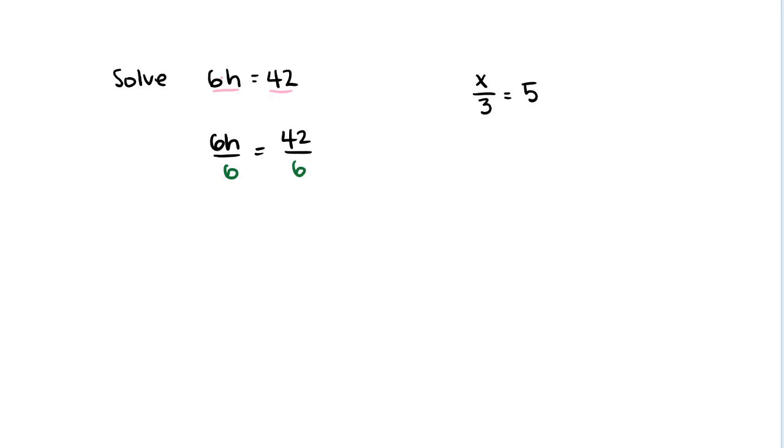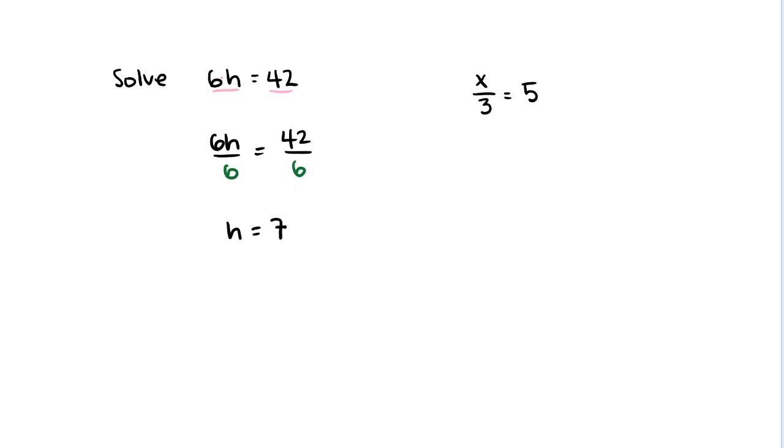If I take h and it's being multiplied by 6 and then divided by 6, that's going to leave me with the same number I started with. So this is just going to leave me with h. And then 42 divided by 6, well, that's just 7. 6 goes into 42 7 times. And so we see the solution to our equation is h is equal to 7.